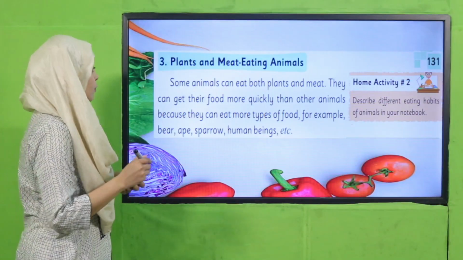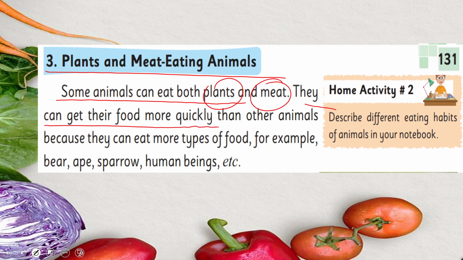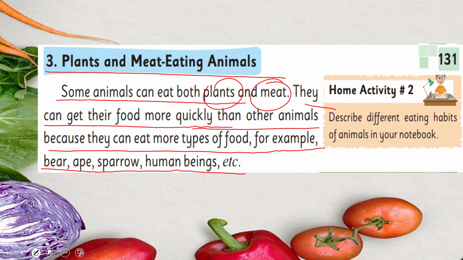Very good. Now let's start reading. Plants and meat-eating animals. Some animals can eat both plants and meat. They get their food more quickly than other animals, because they can eat more types of food. For example, bear, apes, sparrow, human beings.